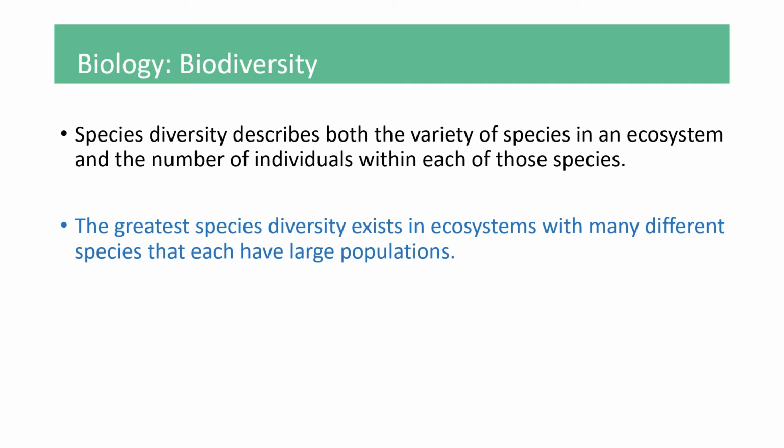Species diversity is described as being the variety of species in an ecosystem and the number of individuals within each of these species. Note, the greatest species diversity exists in ecosystems with many different species that have a large population.